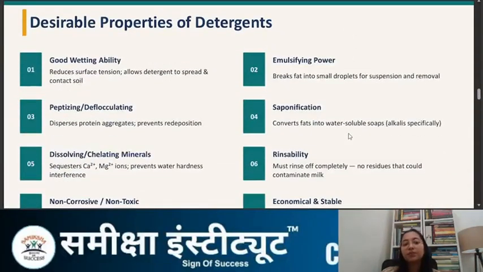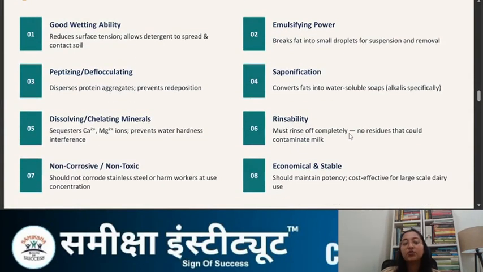Next, what are the specific properties which make detergents useful? First is a good wetting property. Since we want to reduce the surface tension, it should have a good wetting property. It should allow the detergent to spread and contact the soil. Next, it should have emulsifying power. It should break down the fat into small droplets for suspension and removal, so that the surface area is also enhanced.